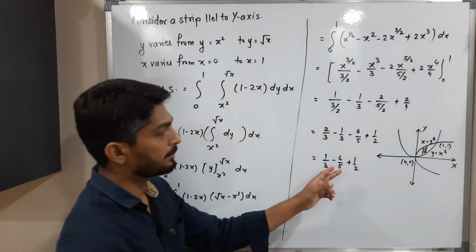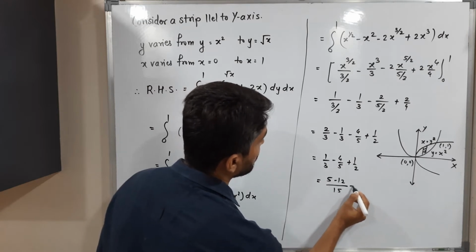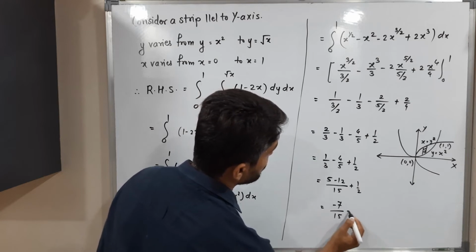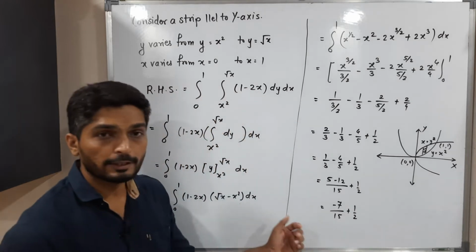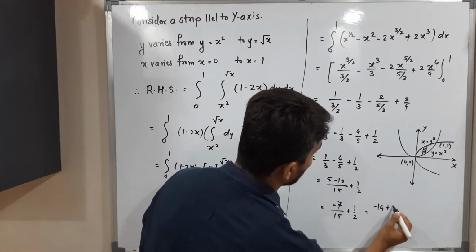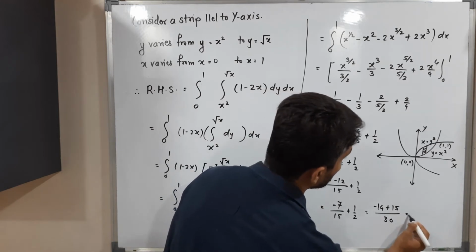We need to cross multiply, getting 5 minus 12 by 15 plus 1 by 2. So it is minus 7 by 15 plus 1 by 2. Again we need to cross multiply. So it is minus 14 plus 15 by the product of these two, which is 30. So it is 1 by 30.